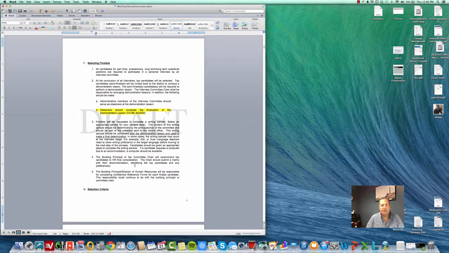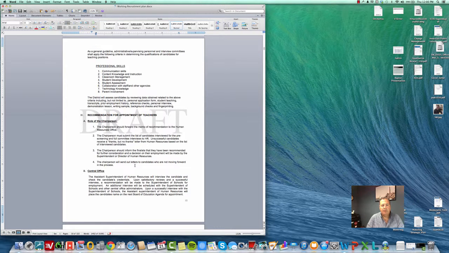Finalists are actually required to have a writing example. And in the back of this form, I'll get to later, there are 4 writing prompts which we're going to give you that you can use. So it'll be standardized. The building administrator will recommend multiple candidates, if possible, to the district office so we can be sure that we can have the best one.